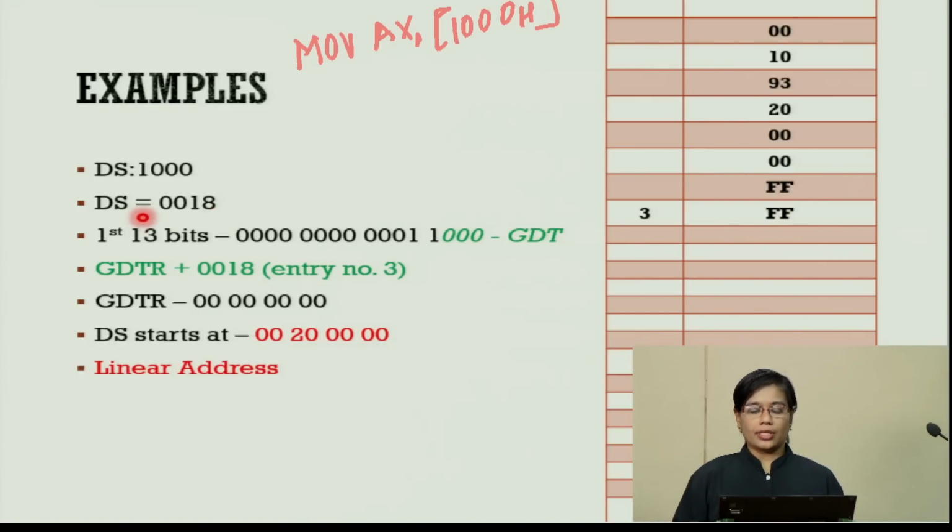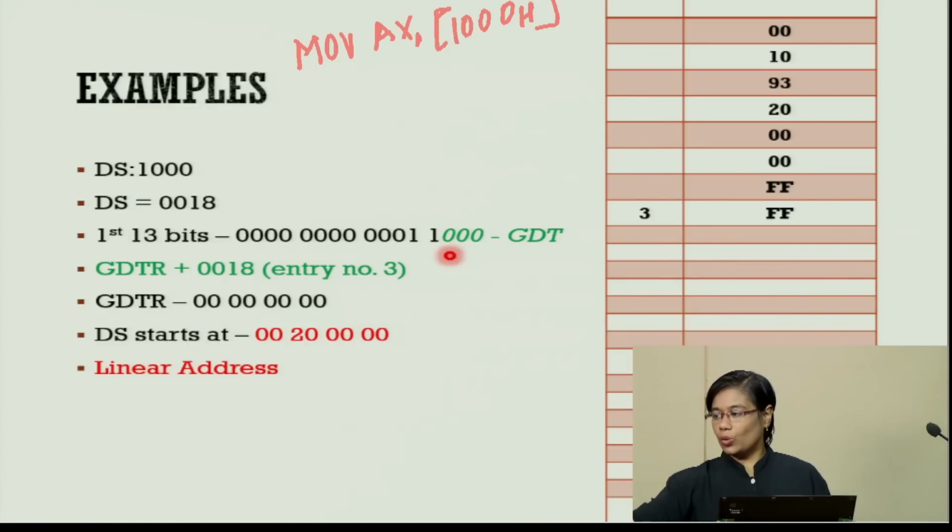The data segment register, for convenience, let's say has a value 0018. This again is in hexadecimal. Now if you look at this in binary, the first 13 bits would be 000, 000 and 0001. The rest of the 3 bits, you have to look at it like a selector. The first 13 bits give the selector's value. The next bit basically says whether the table is a GDT or LDT. Now this bit is going to be 0.